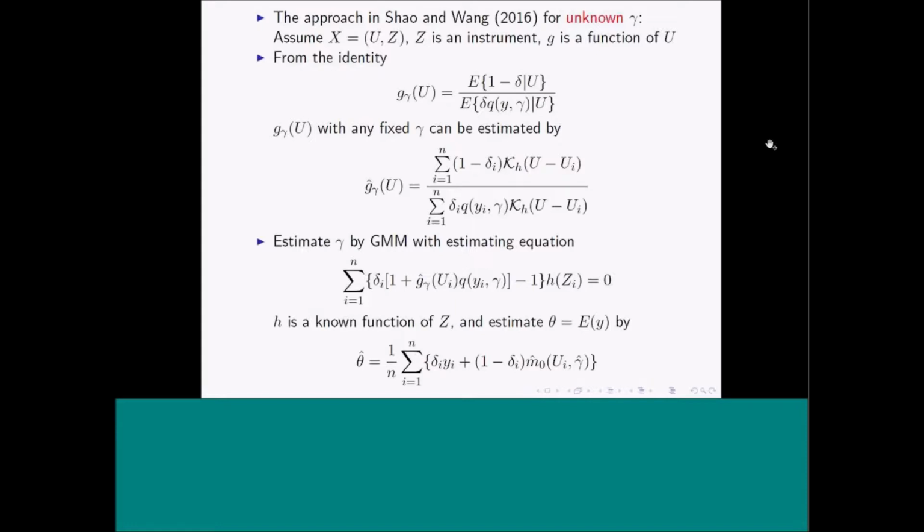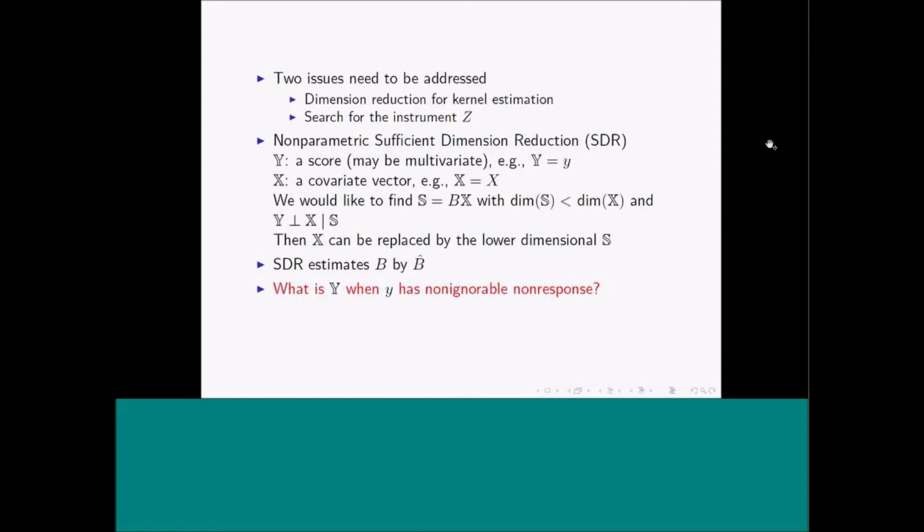If u has a very high dimension, it's a problem. As long as u is something like 5-dimensional or 6-dimensional, there is some trouble using the kernel. So that's one thing that probably needs to be done. The other, more importantly, is that the previous work always assumed that Z is given. That means I actually know which variable is also related to propensity.